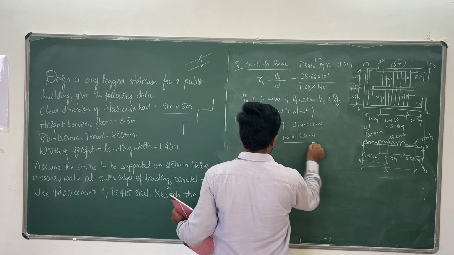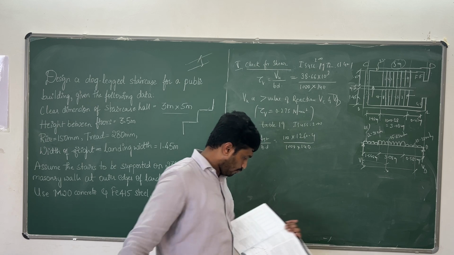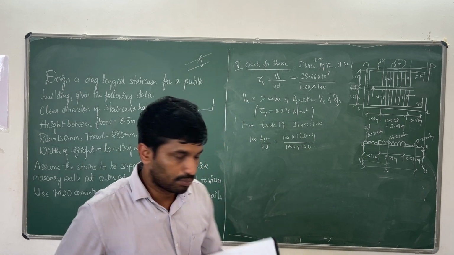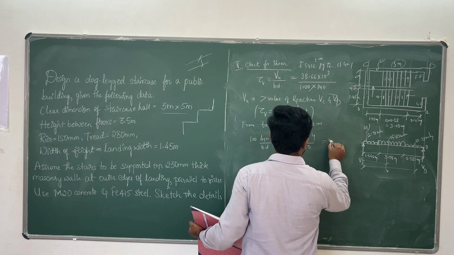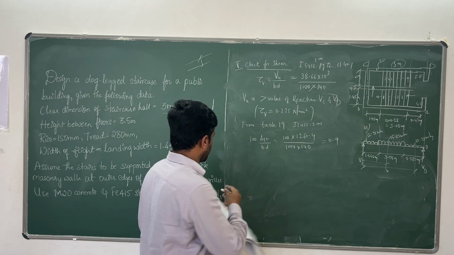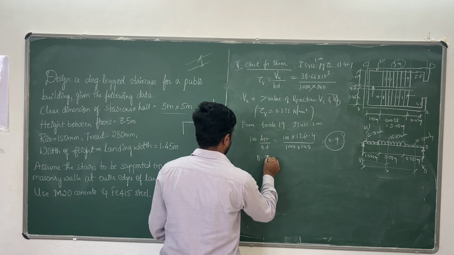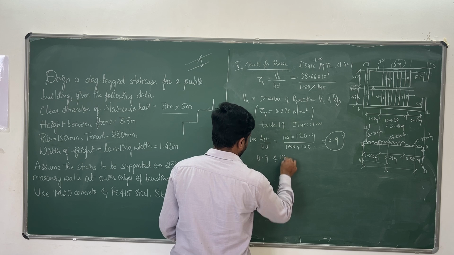Main steel, B is 1000, D is 140. How much do you get? Please check, have you got 0.9? So now you have to interpolate. 100 AST by BD is 0.9 for M20 grade.